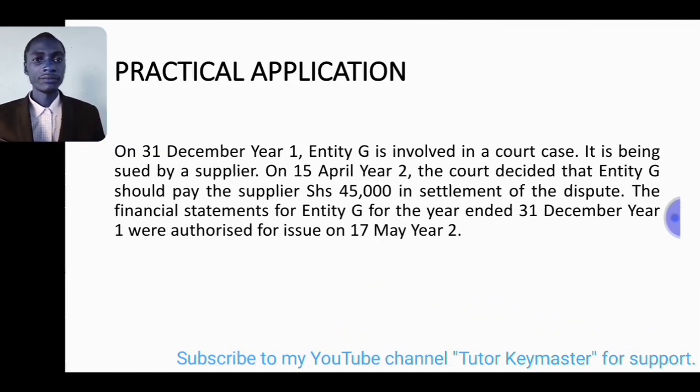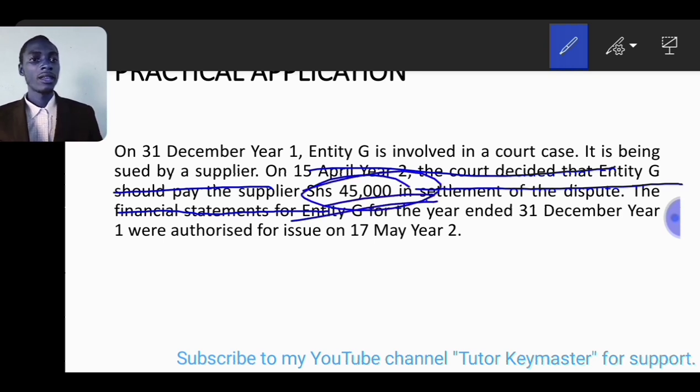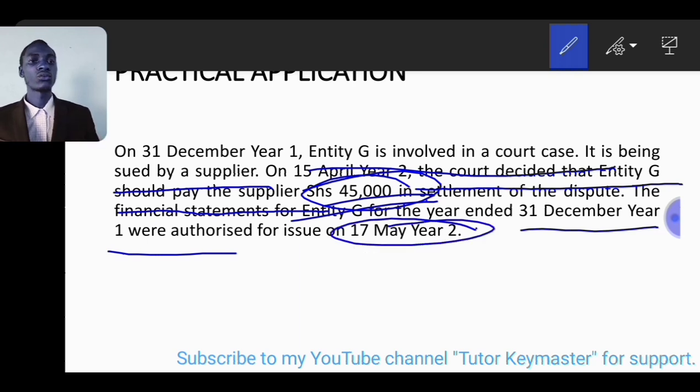Practical application. On 31st December, year 1, Entity G is involved in a court case. It is being sued by a supplier. On 15th April year 2, the court decided that Entity G should pay the supplier shillings 45,000 in settlement of the dispute. The financial statements for Entity G for the year ended 31st December year 1 were authorized for issue on 17th May year 2.